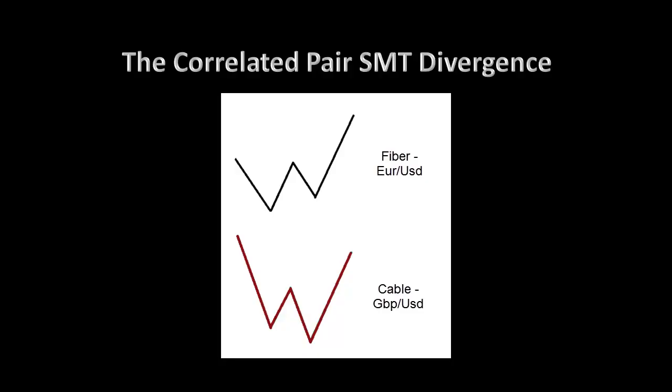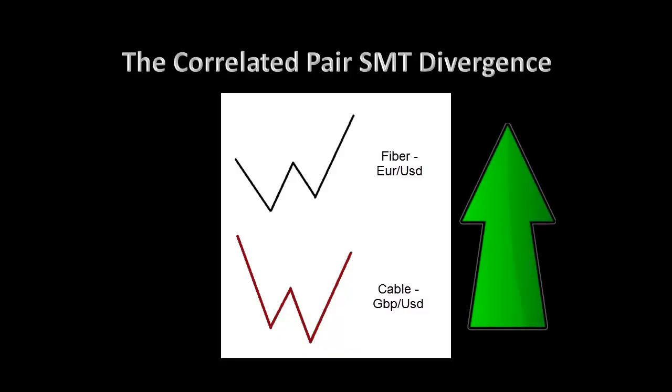At some point during market trading, if you are anticipating a support level to be traded to, and if the fiber fails to make a lower low into that higher time frame support level, while the cable does succeed in making a lower low, that is an SMT bullish divergence. Look for both of those pairs, because they're closely correlated, to trade higher, and that's represented by this divergence.